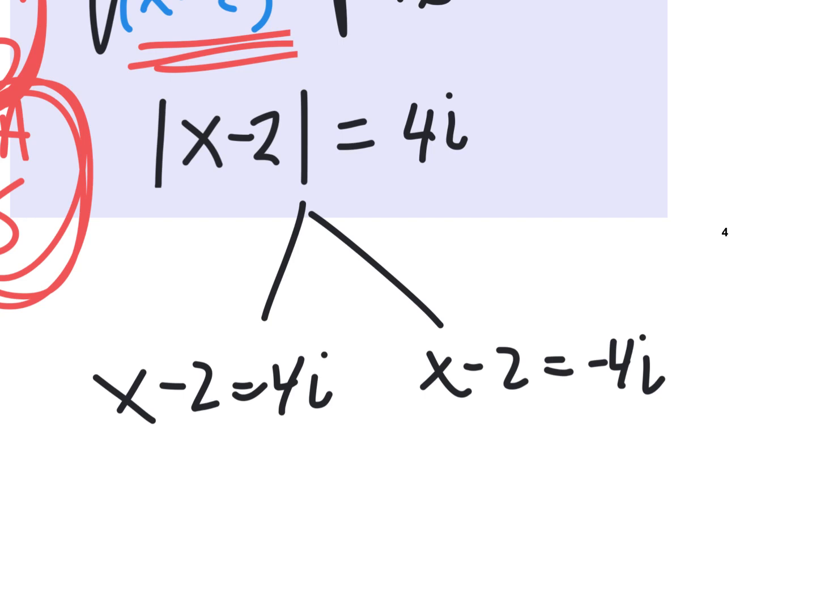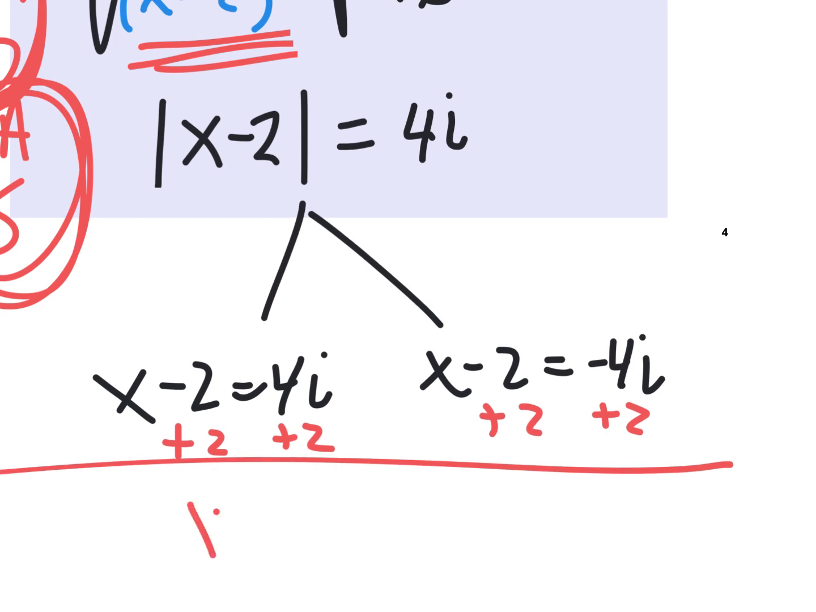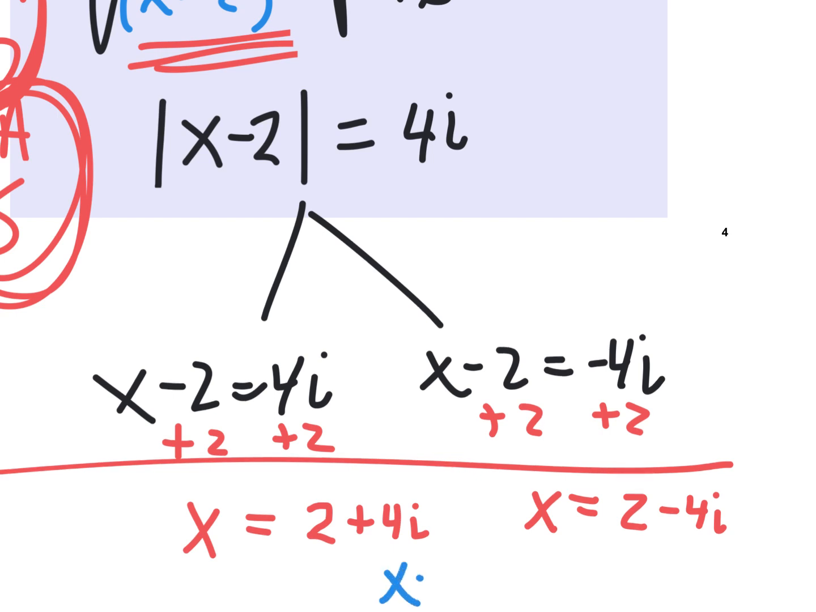Okay? So you plus 2 on both of them. All right, we're gonna add 2 to both of them. And now x equals, I'm gonna write it with the 2 first, because why? Because that's the real part. And Vaughn, what's the other one? 2 minus 4i. Excellent. And can you combine them? Yeah. What do you get? 2 plus or minus 4i. Yes.